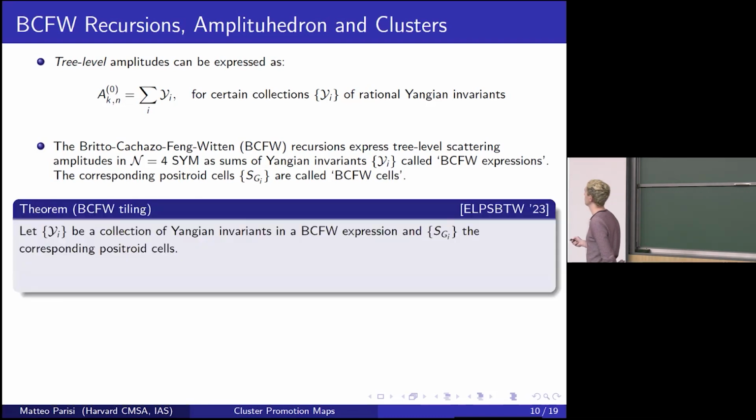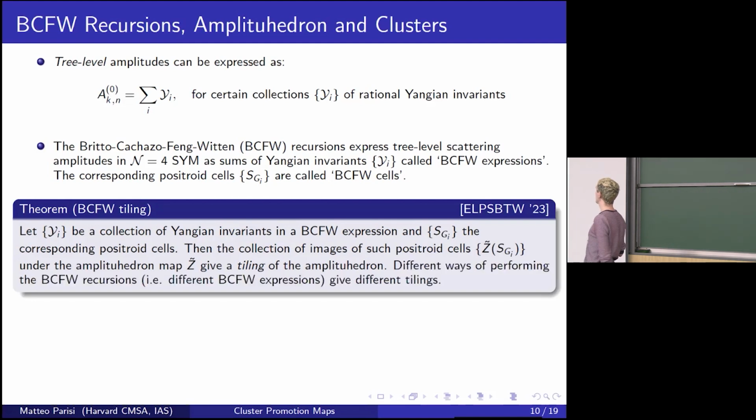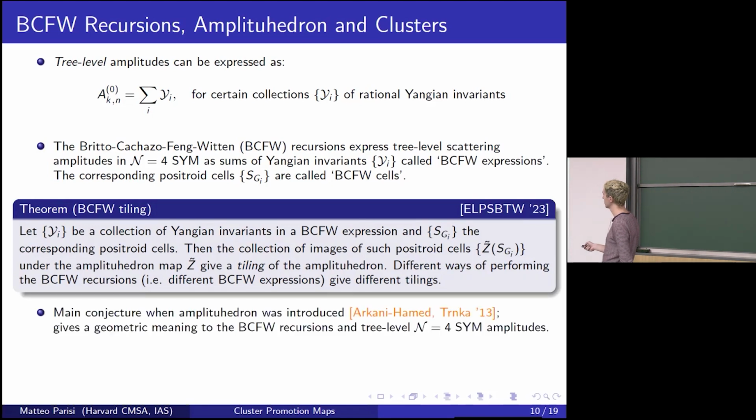So in our previous work, we proved one of the major conjectures that was in the original paper of the amplituhedron, which is: if we have a collection of Yangian invariants in a BCFW expression, and these are the corresponding positroid cells, then if we consider the collection of their images in the amplituhedron, this gives a tiling of the amplituhedron. In particular, different ways of performing BCFW recursions give different tilings of the amplituhedron. In other words, different BCFW expressions correspond to different tilings of the amplituhedron. As I mentioned, this was one of the major conjectures introduced in the original paper for the amplituhedron, and it gives a geometric meaning to the BCFW recursions for tree-level amplitudes in N=4 super Yang-Mills.